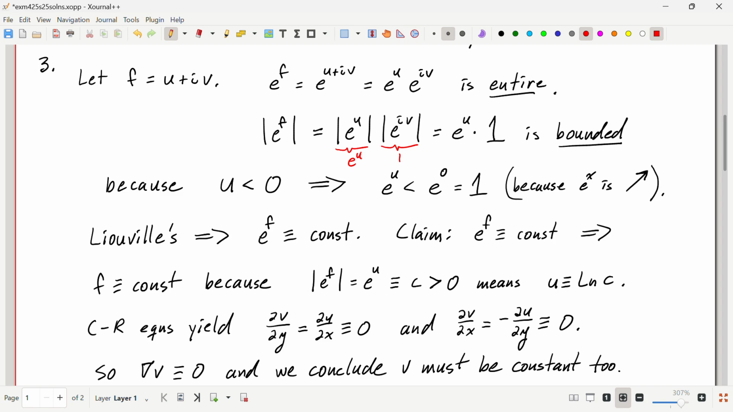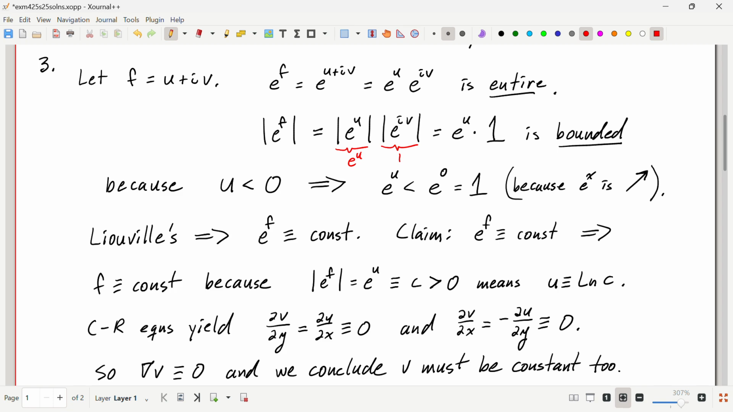And so we see that the modulus of e to the f is equal to e to the u, and u is less than 0, and the exponential function is increasing. So e to the u is less than e to the 0, which is 1. And so now we have that the modulus of e to the f is bounded. In fact, it's bounded by 1. So Liouville says that a bounded entire function is constant. So we've deduced that e to the f has to be constant.